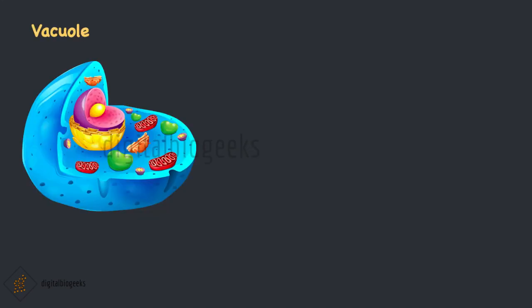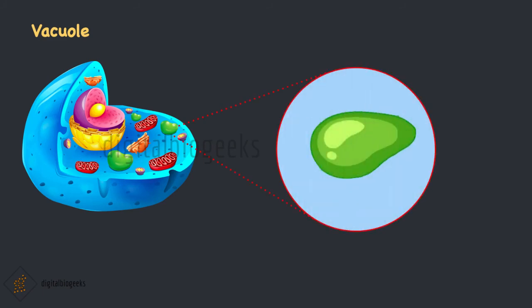Now let's learn about vacuoles. Vacuoles can be seen in animal as well as in plant cells. In plants, the vacuoles are very large and they are full of cell sap. Cell sap is the fluid found in vacuoles. This will provide turgidity and rigidity to the cells. Turgidity means a state of being swollen. This is why the vacuoles are larger in plants.